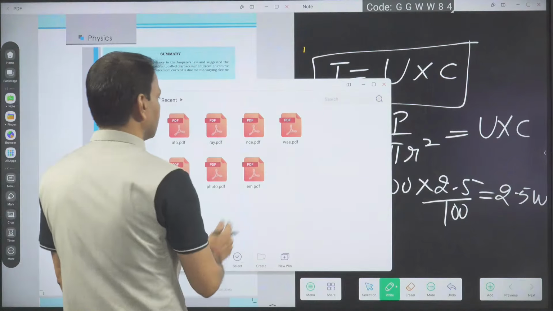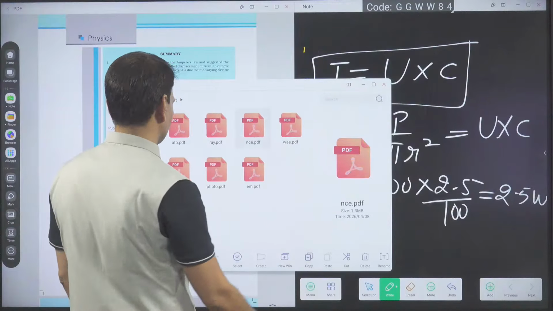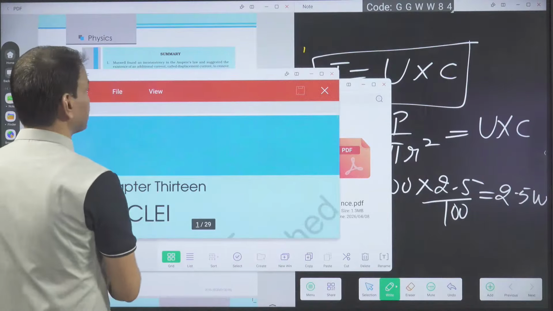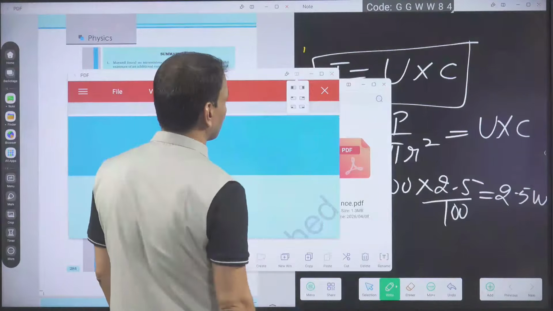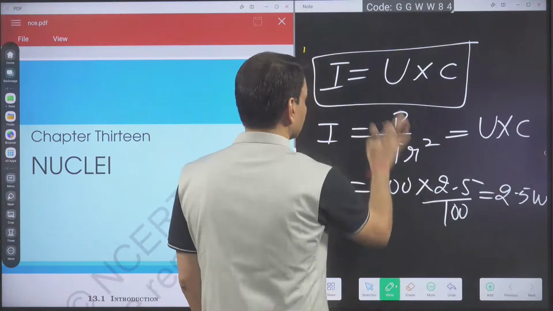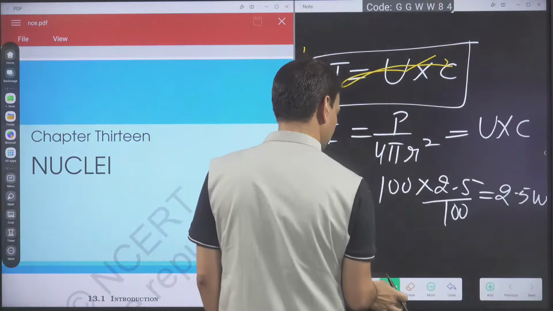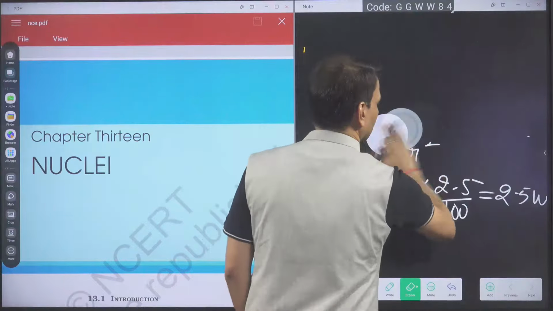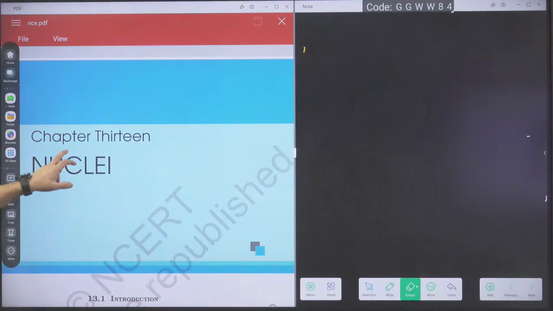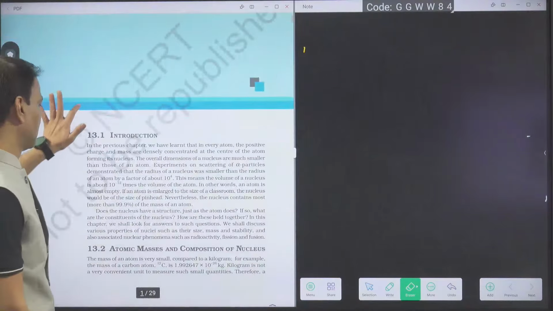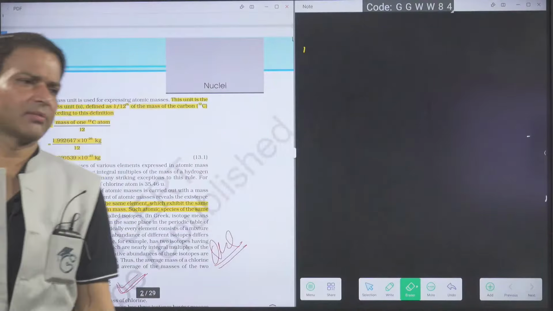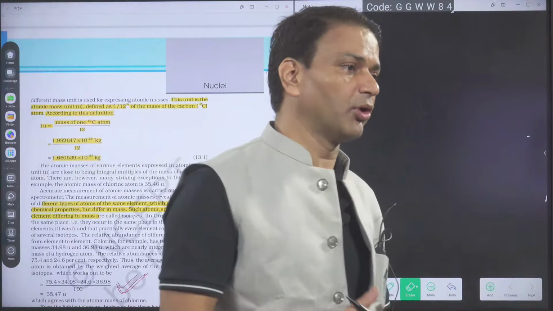Now next is the nuclei. So first I am completing the small chapters. Nuclei is nothing but theoretical things, small things are important in the nuclei.